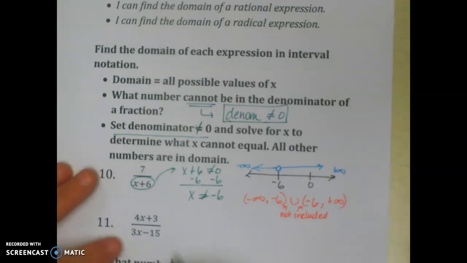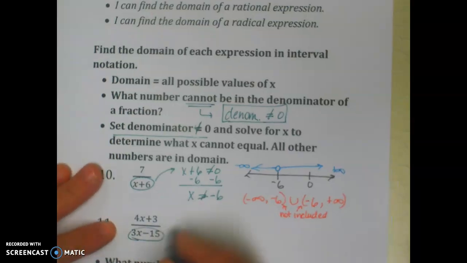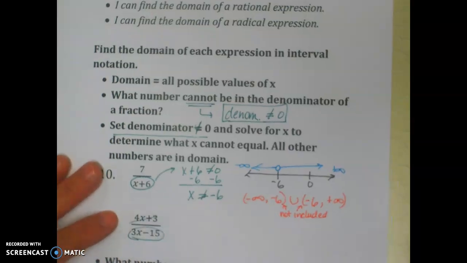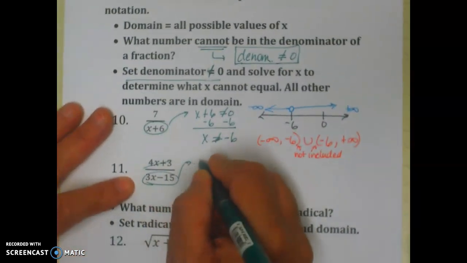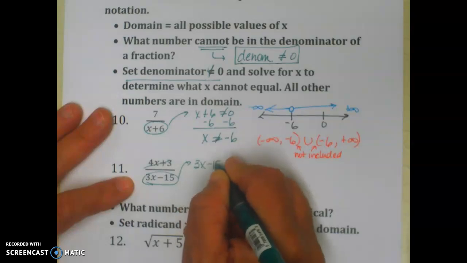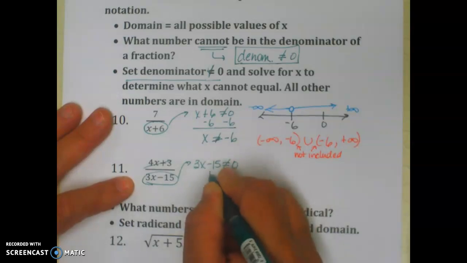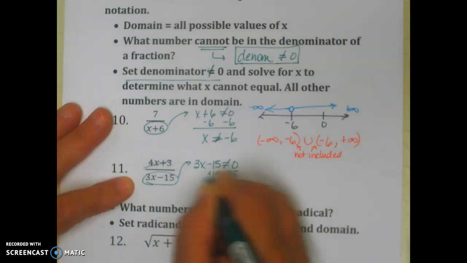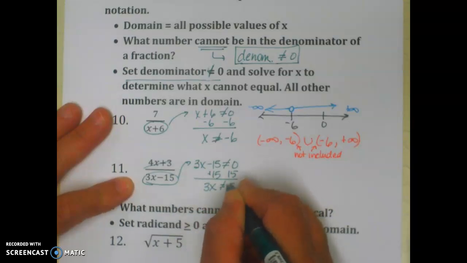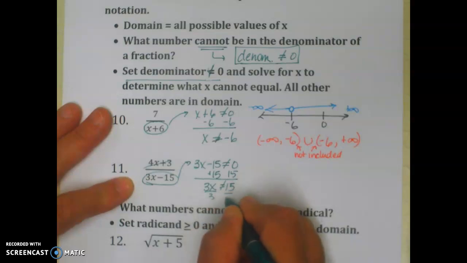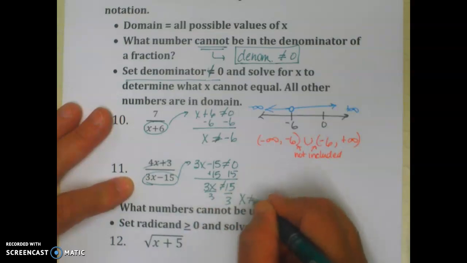Okay, let's try this next one. I take whatever's in the denominator. You don't even have to pay any attention to the numerator. It's all about not having 0 in the denominator. And I'm going to set that not equal to 0. So I have 3x minus 15 does not equal 0. I'm going to add 15 to both sides. So I have 3x does not equal 15. Divide both sides by 3. And x cannot equal 5.